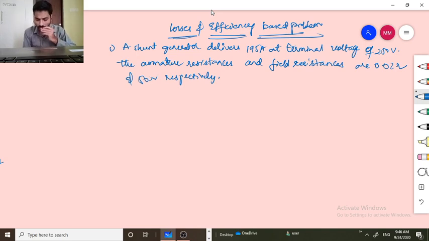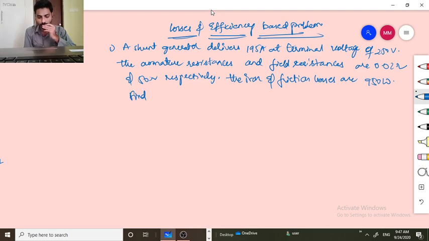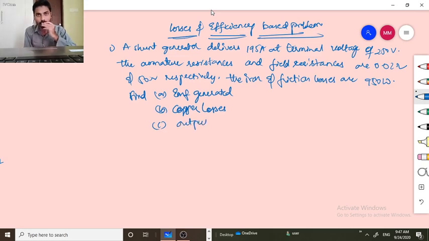The iron and friction losses are given here. The iron and friction losses are 950 watts. Find: A, EMF generated. B, copper losses. C, output of prime mover. D, electrical efficiency.